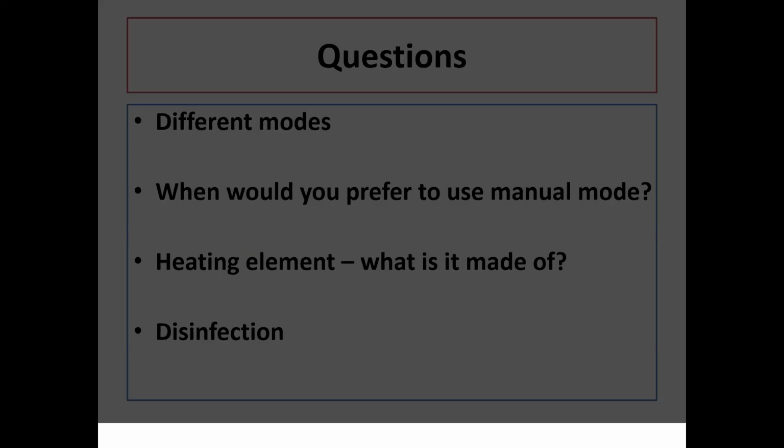Next question is about the heating element. Now, the heating element in the radiant warmer, what is it made up of? There are two common substances that the heating element can be made up of, either quartz crystals or ceramide.